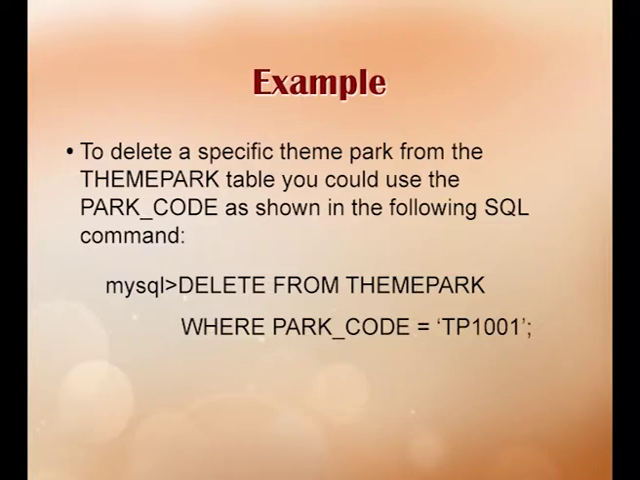Suppose you had populated the theme park table with various park codes, and you want to delete the record with park code TP1001, so the entire record will be lost. In order to delete that particular record, you have to use the command DELETE FROM theme_park, that is the table name I am selecting, WHERE park_code = 'TP1001'. So, that entire record will be deleted.